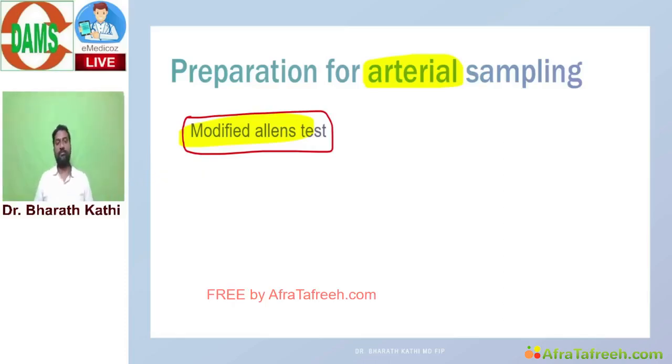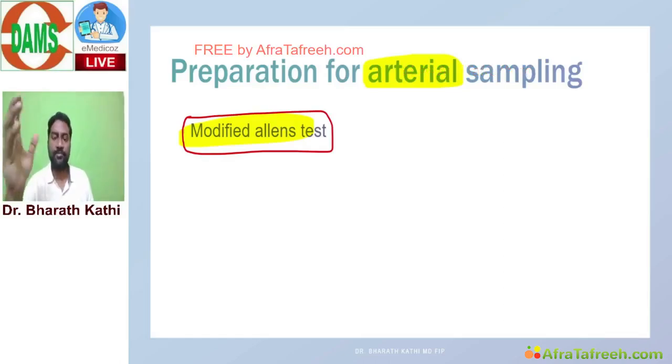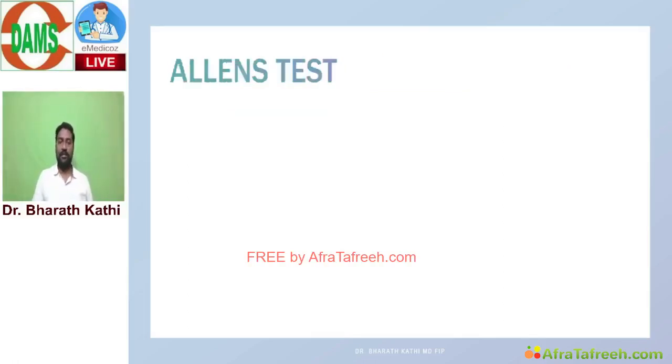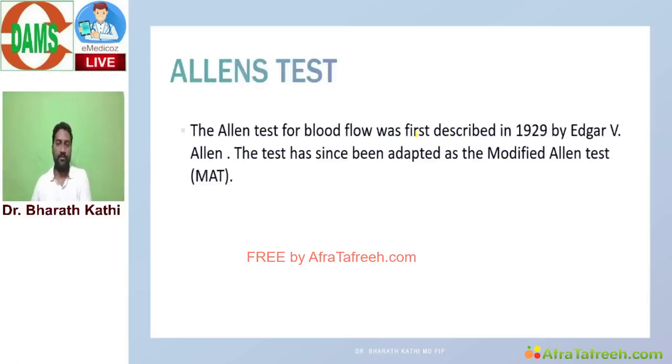Before proceeding into the modified Allen's test, because it is not just important for your exam, but also in your practice, you should be able to locate the radial artery, you should be able to puncture the radial artery. Before puncturing the radial artery, you should make sure your ulnar artery is patent. Let us see the brief history of this Allen's test. This Allen's test was actually described in 1929 by a person called Allen.